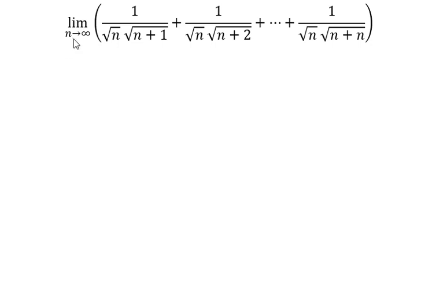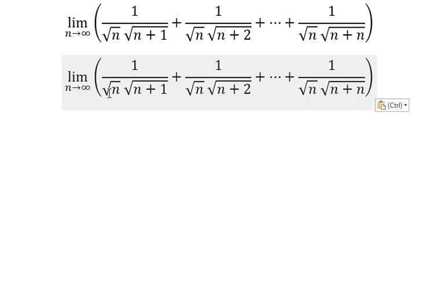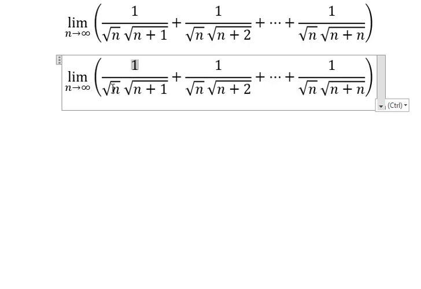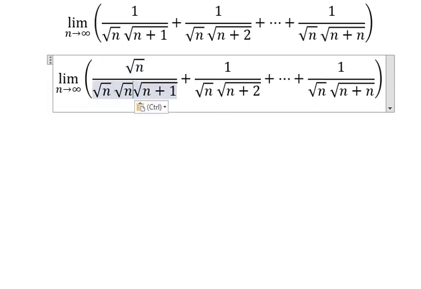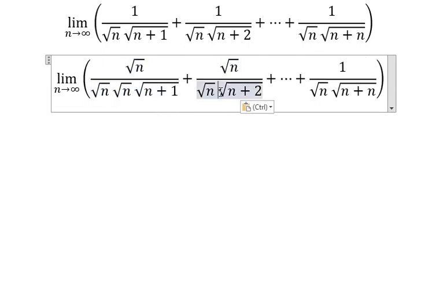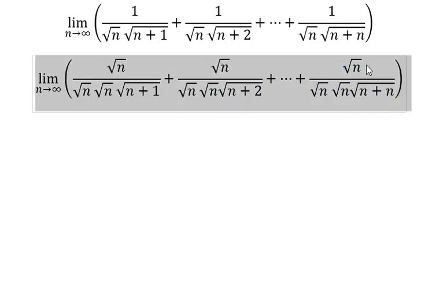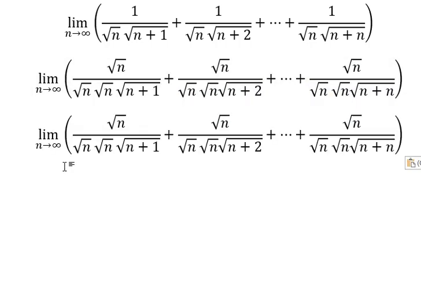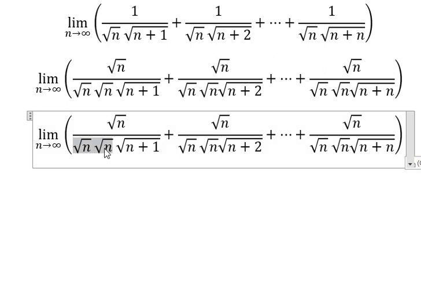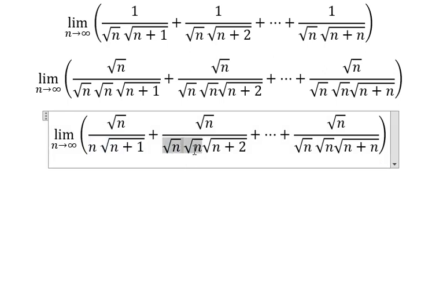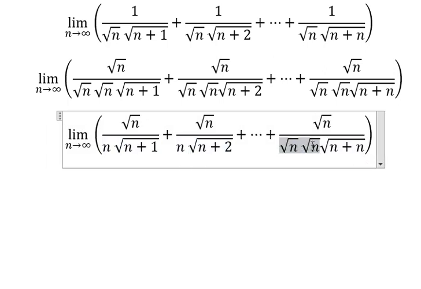Now I want to show you how to answer. We need to multiply by the square root of n on the numerator and the denominator. So we have it like this. This one we have n, this one we have n, and similar in here.